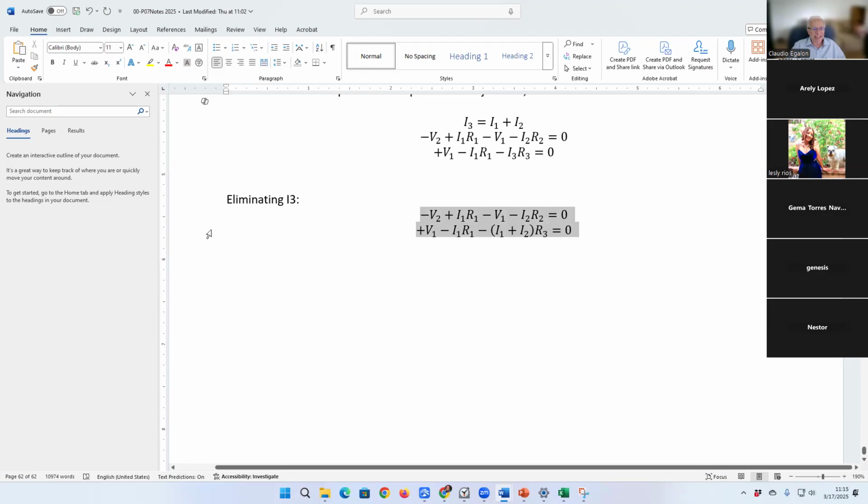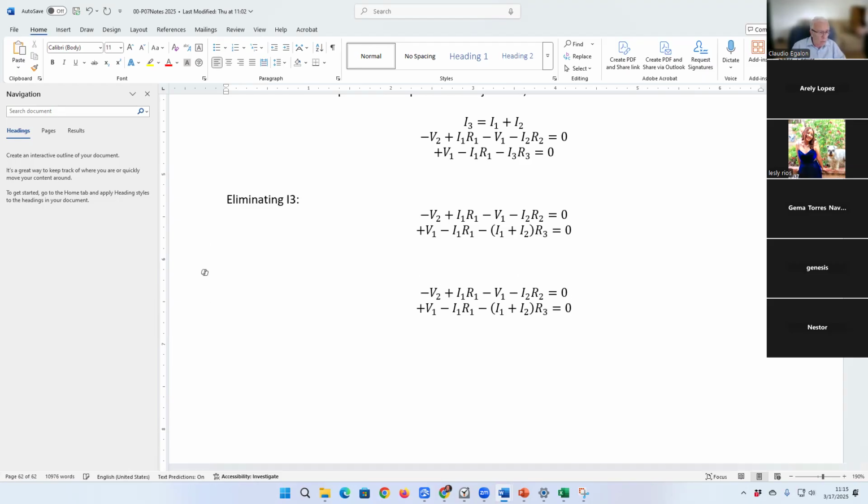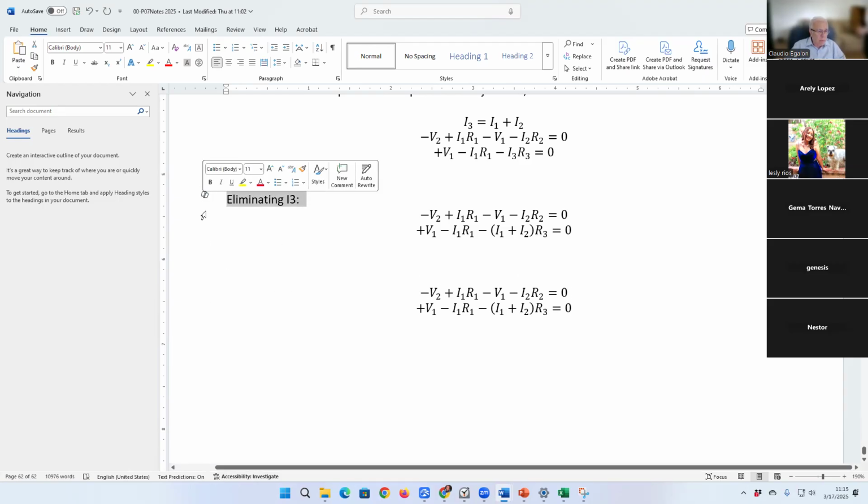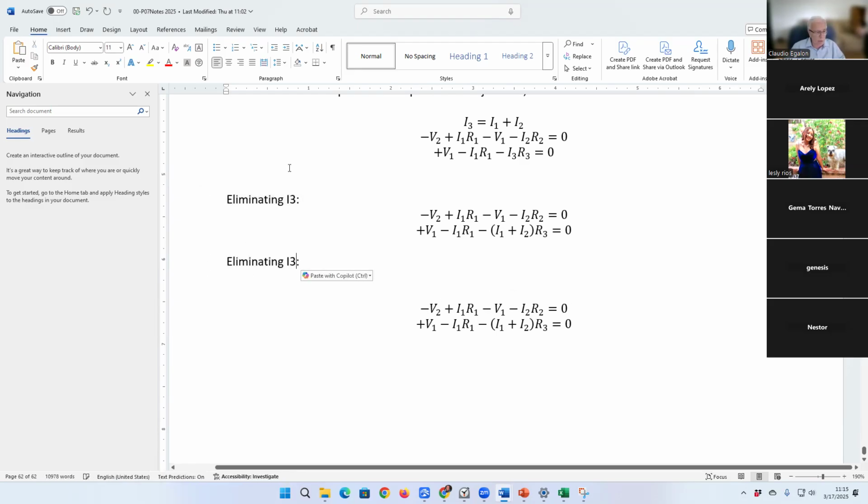Okay. And it's possible. Now it's going to be possible to solve this problem. So let's see how we are going to solve. We have to eliminate another current. In order to solve this problem, we have to eliminate now. I'm going to eliminate I2. Okay, you can choose whichever you want to eliminate. By eliminating I2, what do I mean by eliminating I2?